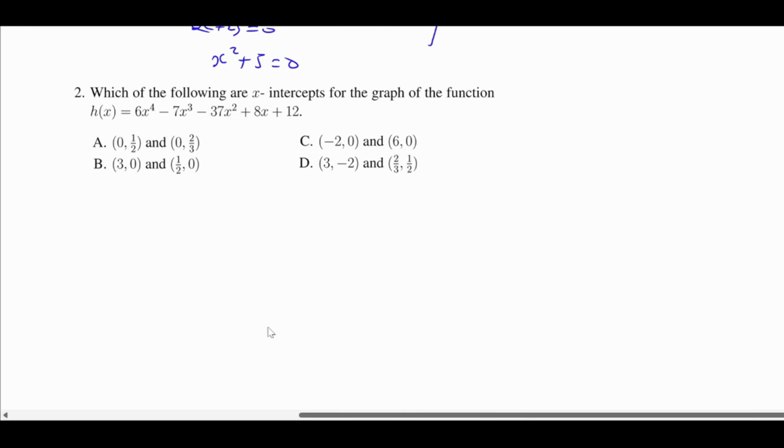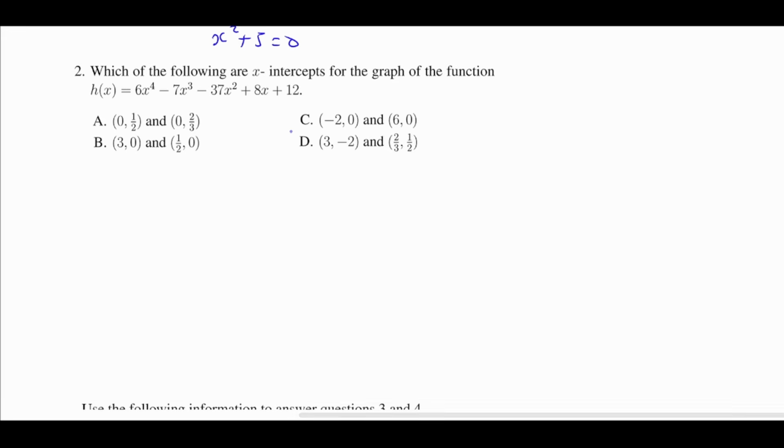It says, which of the following are the x-intercepts for the graph of the function h of x equal to 6x^4 minus 7x cubed minus 37x squared plus 8x plus 12. So here we are being asked to find the x-intercept, and to find the intercept, y equals 0, or we equate the function to 0. And so in that case, it will be 6x^4 minus 7x cubed minus 37x squared plus 8x plus 12 is equal to 0.